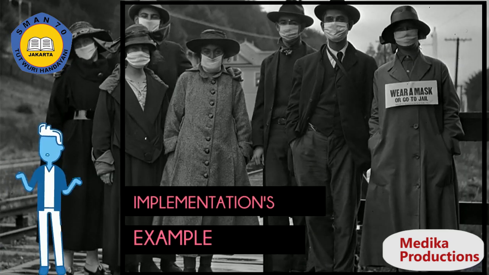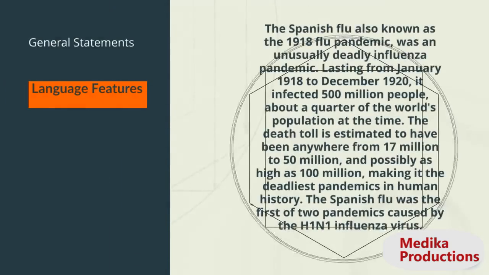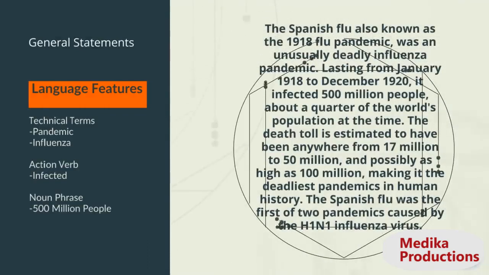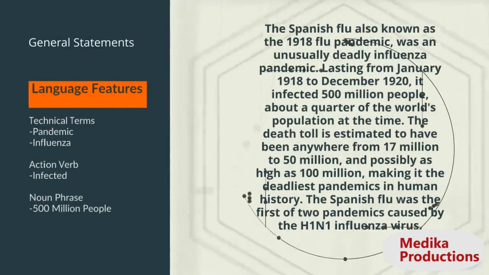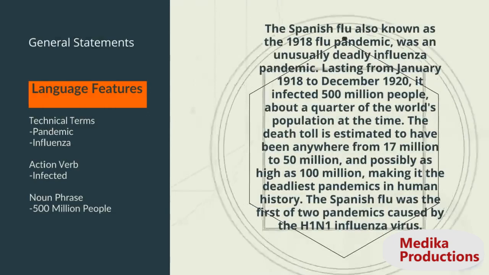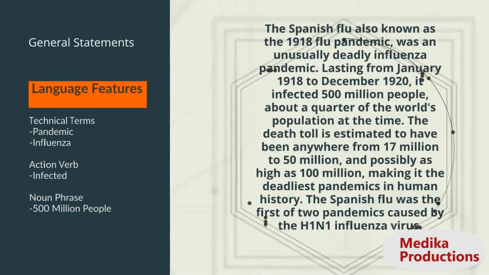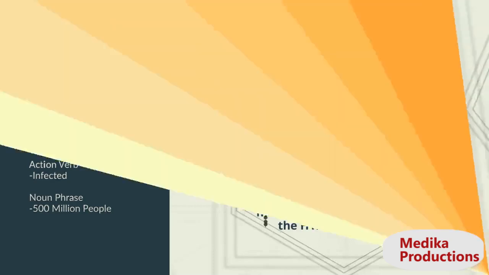As I promised before, I want to give you the implementation example of the text. The first is general statements. In this part, explain the general information about the topic. Features in this part are first technical terms, second action verbs, and third noun phrases. The examples of technical terms are pandemic and influenza. The example of an action verb is infected, and the example of a noun phrase is 500 million people.